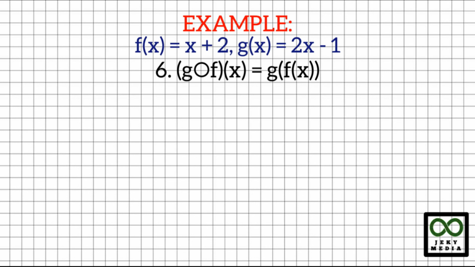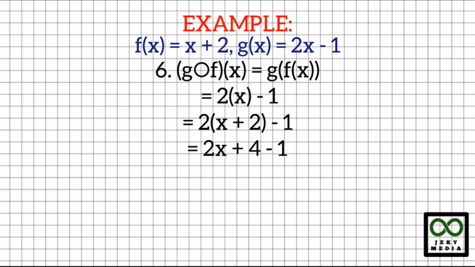Let's have the composition of functions g of f of x. First, let's write down the function g, 2x minus 1. Next, let's replace the x with the given value of function f, x plus 2. This will become twice the quantity of x plus 2 minus 1. Let's evaluate using the PEMDAS rule. This will become 2x plus 4 minus 1. Simplifying will give you the composite function 2x plus 3.